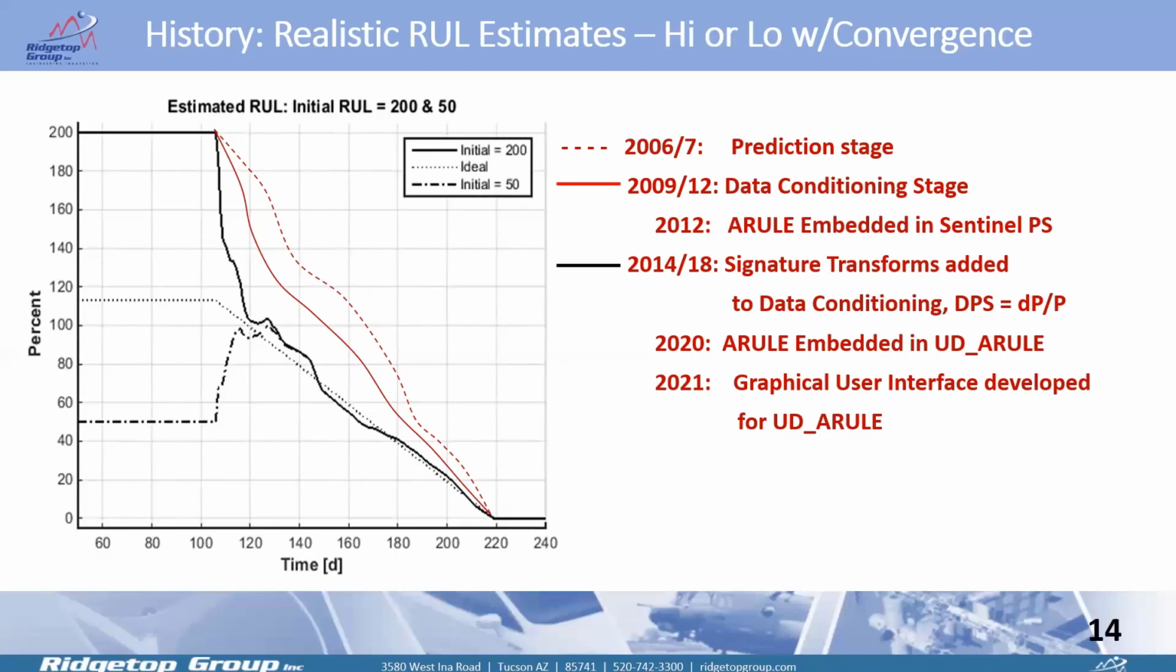Well, in today's modern world, customers don't really want to write applications. So we said, okay, what we need to do is come up with a general application that can be used by our own Sentinel Power and by customers. So that's what we did. By 2020, we had embedded our engine into a program called User Data ARULE. But we didn't stop there.